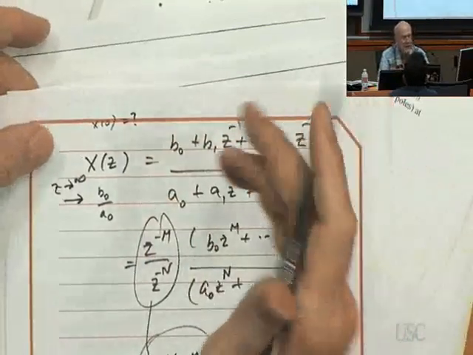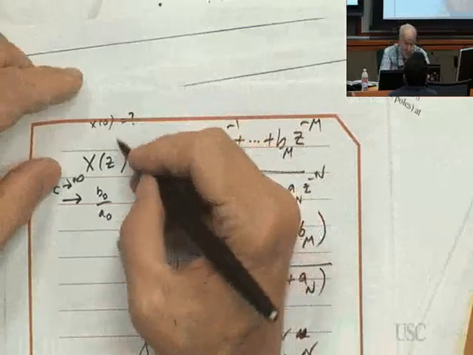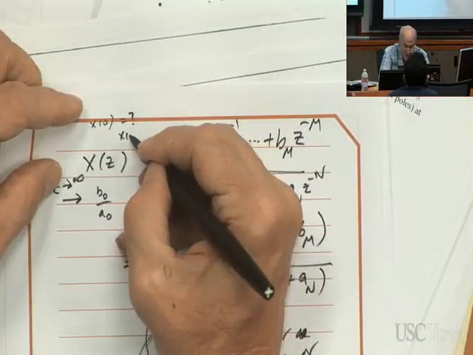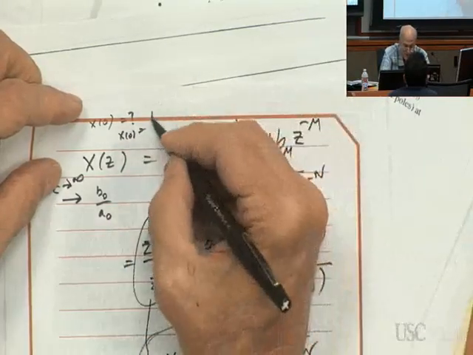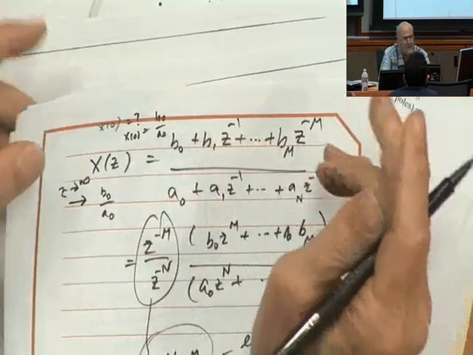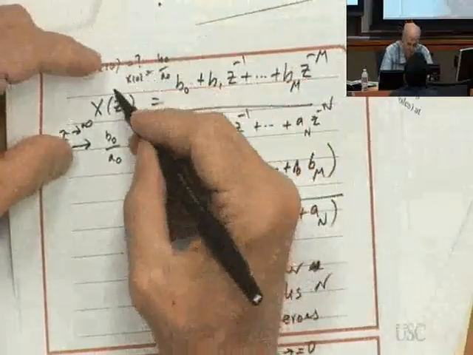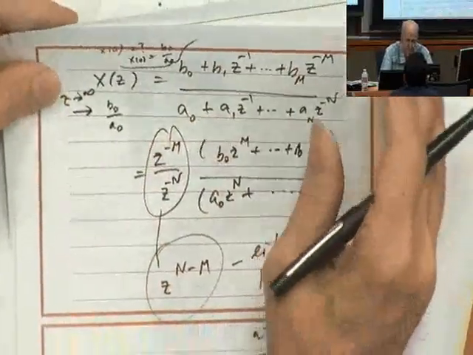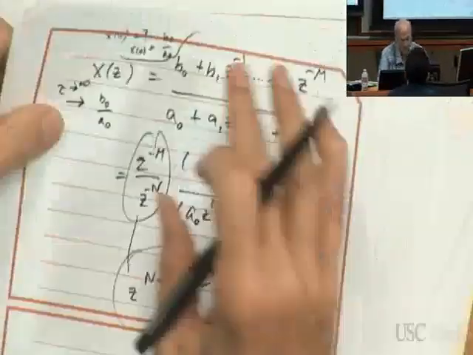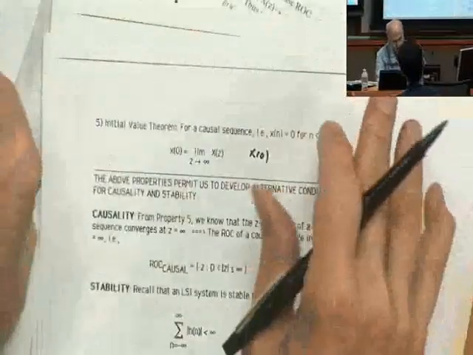Well, it turns out, and you can try this, you can do it in MATLAB, little x of 0 is equal to b naught over a naught. Take that one to the bank. That is definitely the case. Why is that the case? What's going on here?